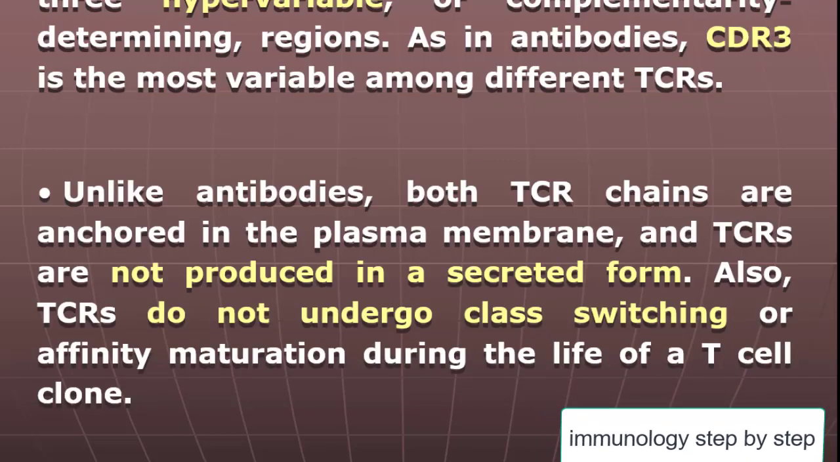In the V region of each T cell receptor chain there are three hypervariable or complementarity determining regions. As in antibodies, CDR3 is the most variable among different T cell receptors. Unlike antibodies, both T cell receptor chains are anchored in the plasma membrane, and these receptors are not produced in a secreted form. Also, T cell receptors don't undergo class switching or affinity maturation during the life of a T cell clone.